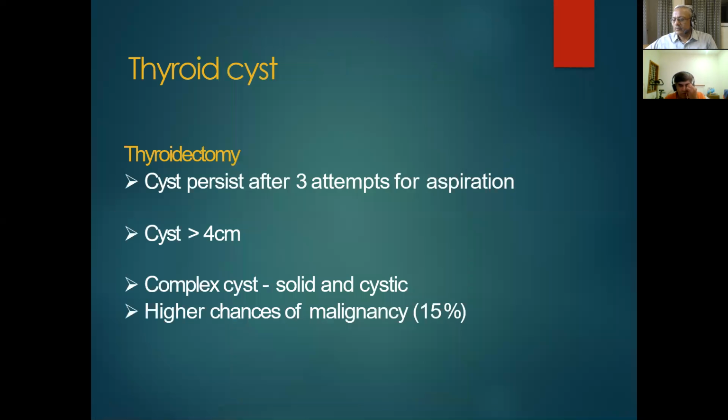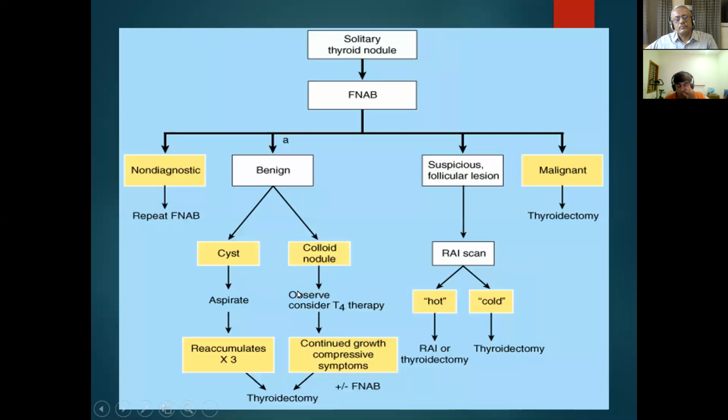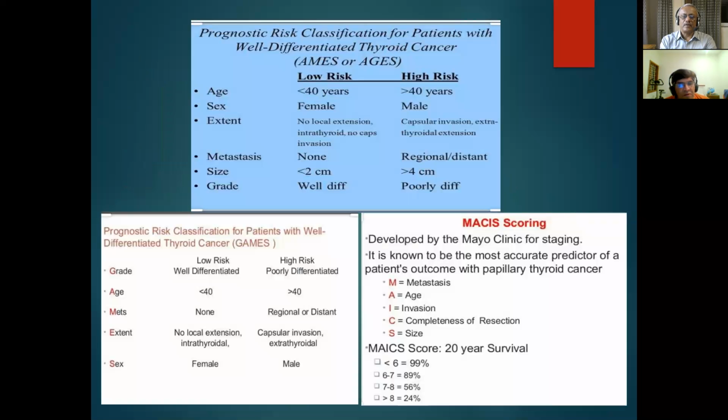So the treatment part, the thyroid cyst. In case of thyroid cyst, the ideal treatment, that is solitary thyroid nodule. The lymph node status, prognostic factor? Sir, which one? Does the lymph node metastasis not come under a risk factor? It comes under metastasis. Yes, sir, it comes under metastasis.